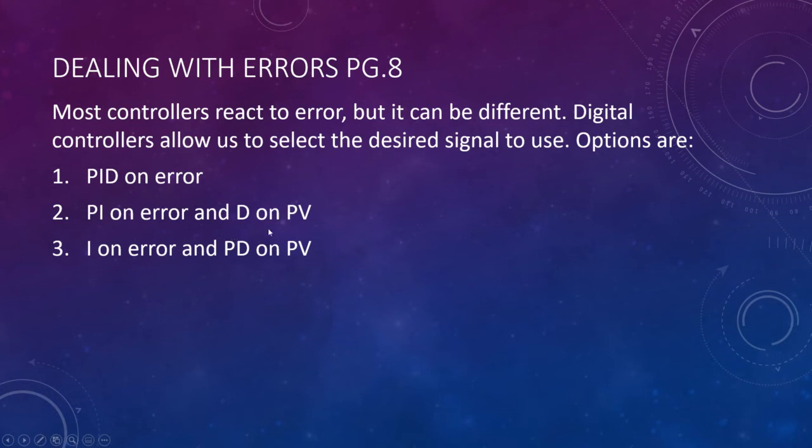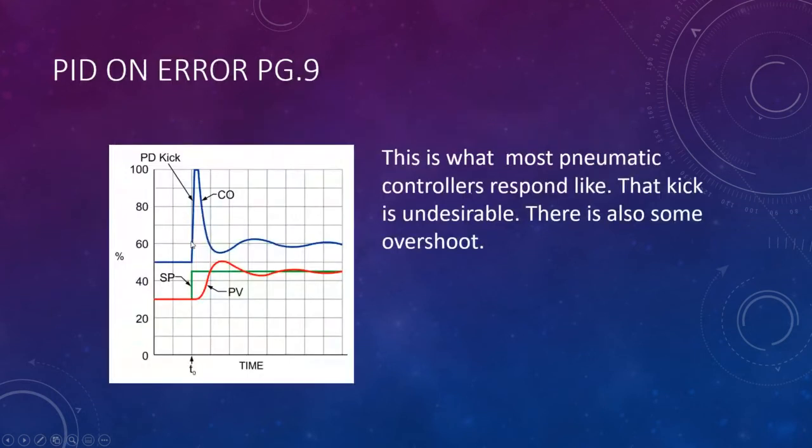So I believe I have slides that show you images of each of these. So here's PID on error. This is what most pneumatic controllers respond like. Again, remember, most pneumatic controllers are set in a particular way, and that's just the way it is. So here's our set point change. Here's that proportional derivative kick. And we don't want that. We also notice that there is some overshoot. Maybe bad, may not be bad. It depends on your process. What we do know is bad though is this, and we don't really want that.